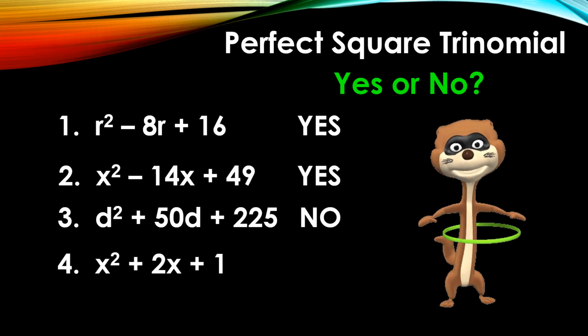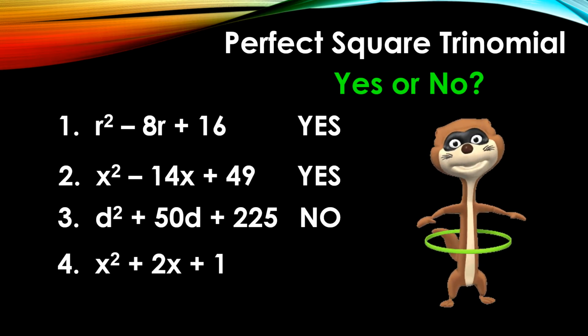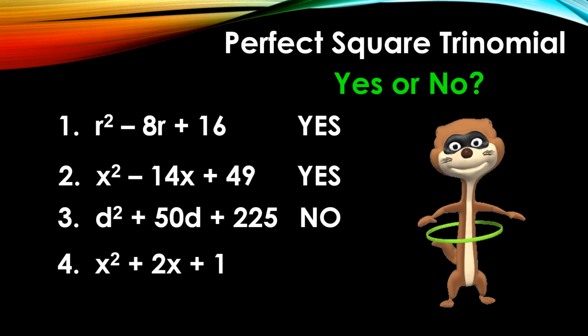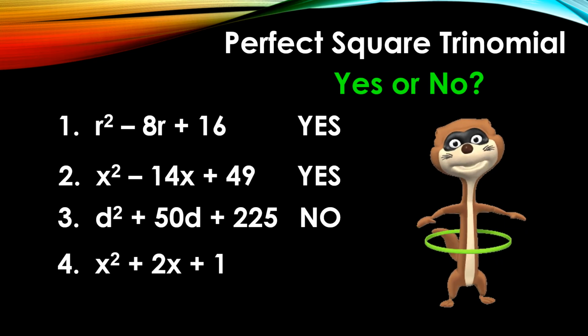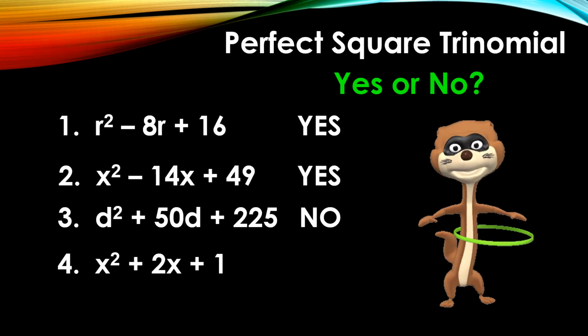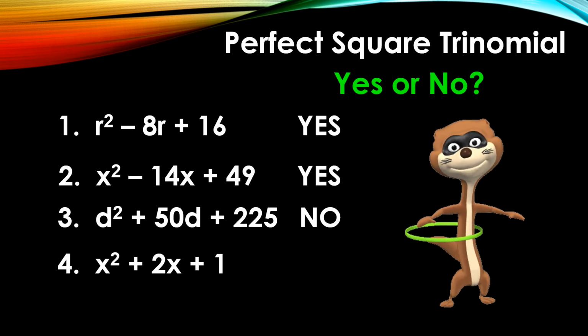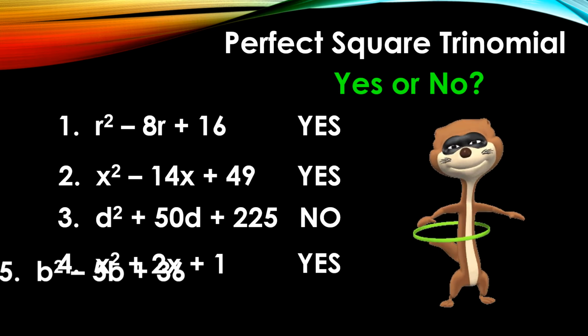Number 4 example. 3 terms, check. The first term is a perfect square, check. Ang last term ay perfect square also, check. So square root of x squared is x. Square root of 1 is 1. Pag tinimes mo si x at saka si 1, that is 1x or simply x. Pag tinimes mo naman si x by 2, that is 2x, which is our middle term. Which means that our number 4 example is a perfect square trinomial.